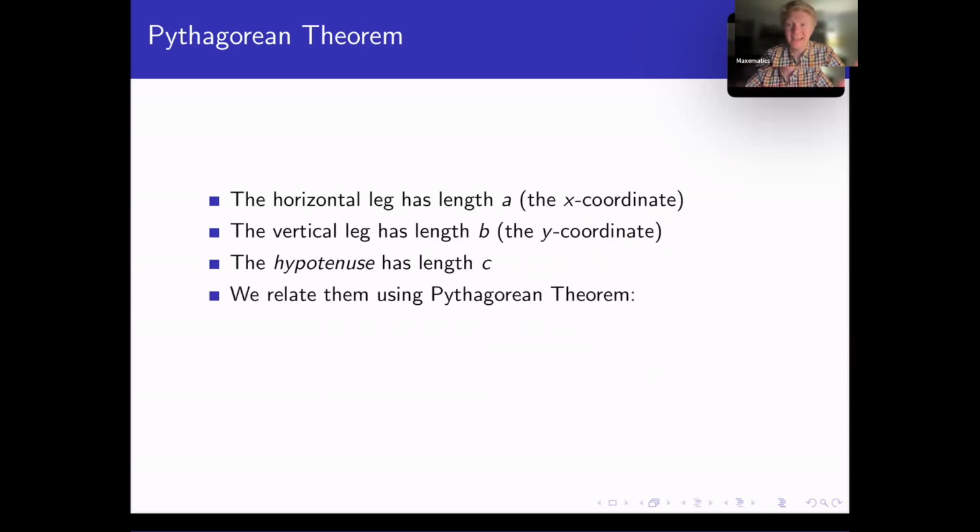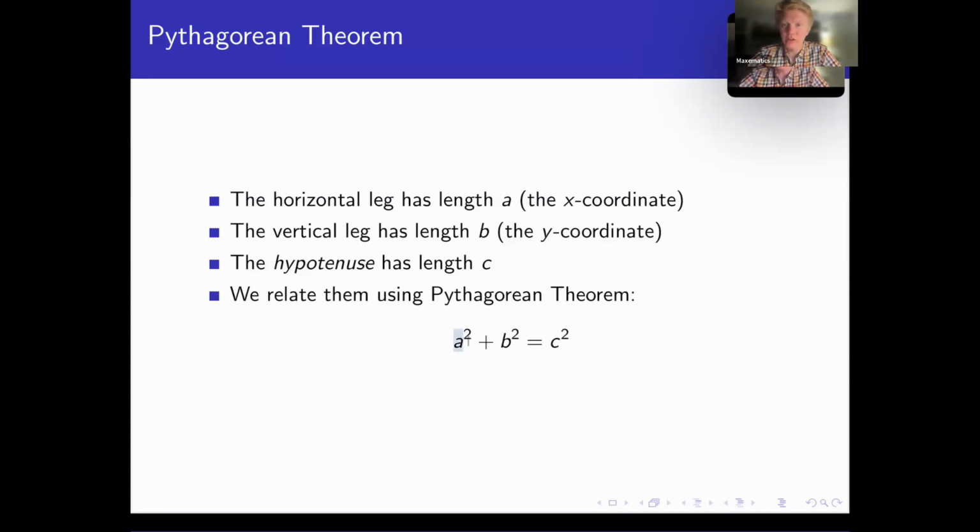Now, we relate A, B, and C using what is called Pythagorean theorem. You've probably heard it in the past. It's got some very funky applications in pre-calculus, but for here in algebra, very simply, it is A squared plus B squared equals C squared.